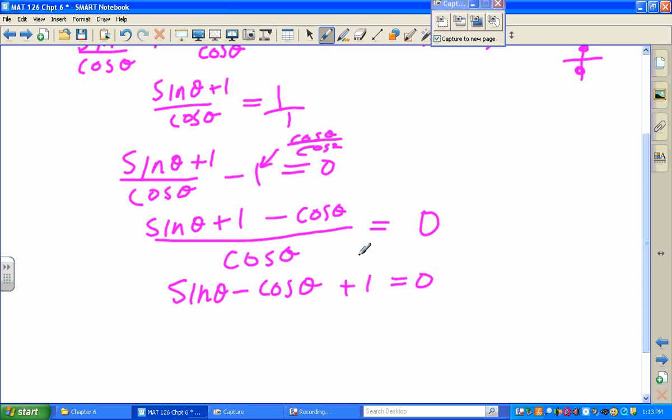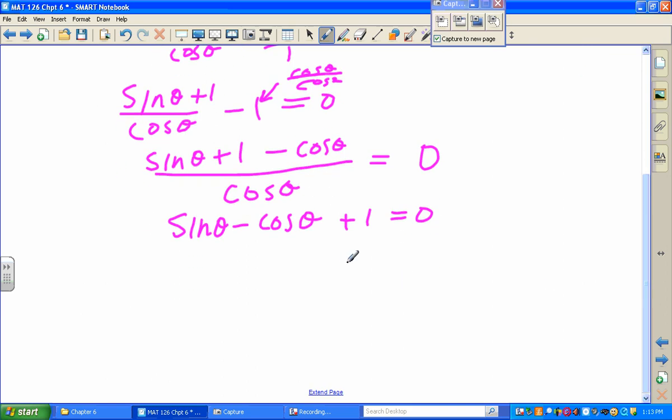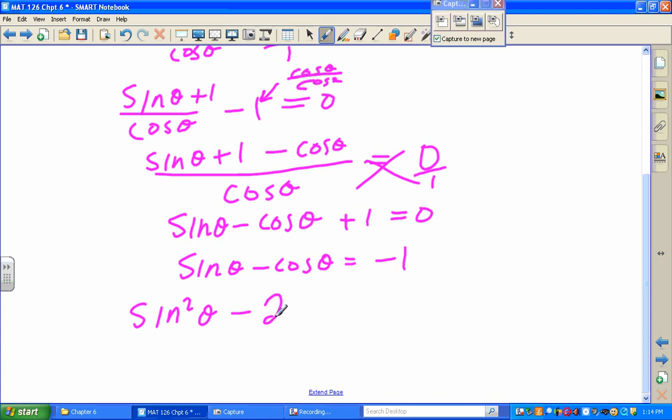All right, so I can cross multiply and get down to here. No, I'm going to square both sides. I don't know, I'm going to have to look this up in student solutions. So I square both sides: sine squared of theta minus 2 sine theta cosine theta plus cosine squared of theta equals 1.